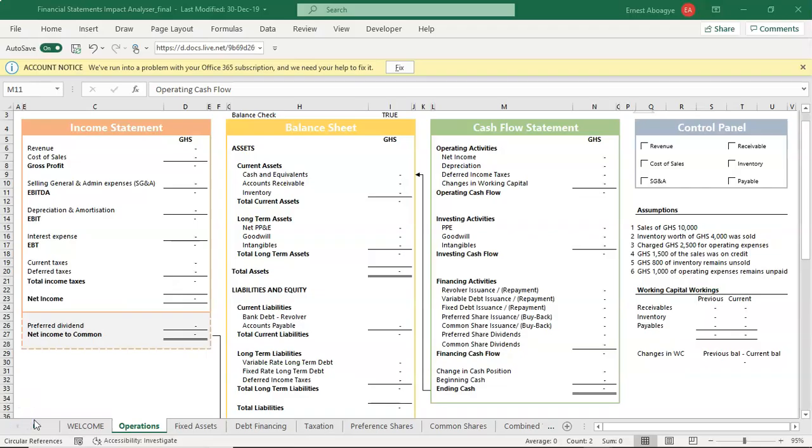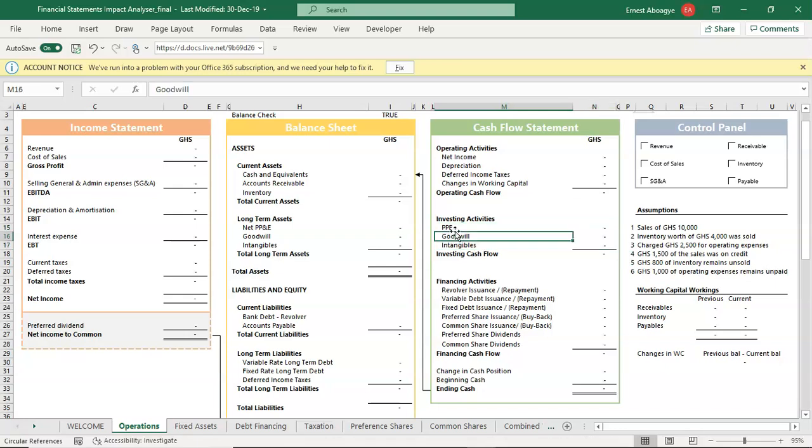Welcome back once again. Let us look at the investing activities of the cash flow statement. And this segment is pretty much simple. What it does actually is that it looks at the investments in long-term assets that the business has made and the impact on cash.